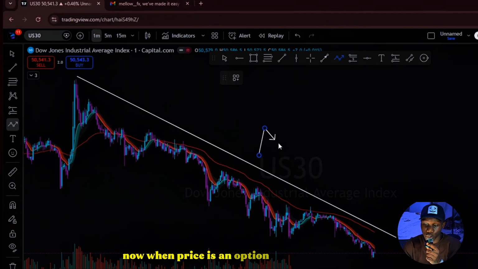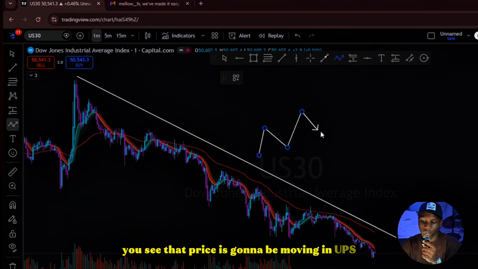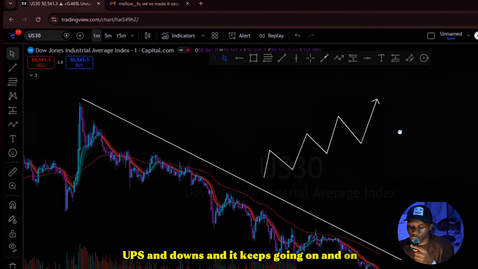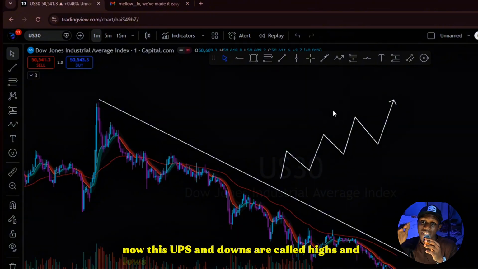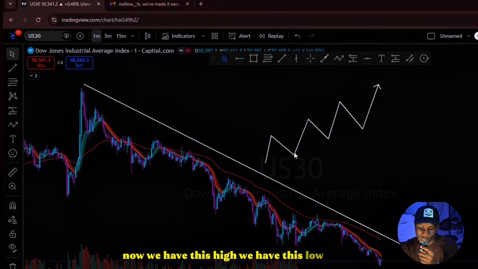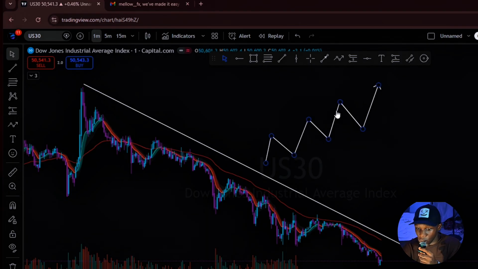Now when price is in an uptrend, you see that price is going to be moving in ups and downs, and it keeps going on and on. These ups and downs are called highs and lows. We have this high, we have this low, we have this high, we have this low, high and low, high and low.